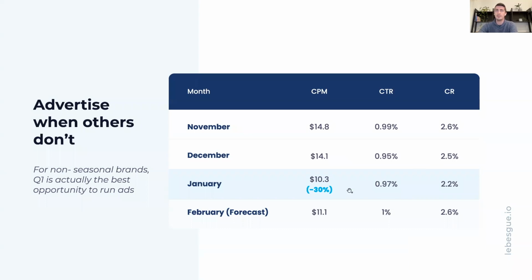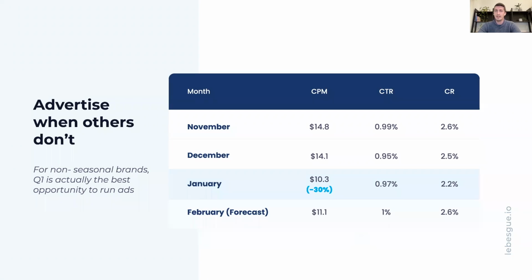But what we've noticed this January, and this really happened on January 1st, is that the CPM went down by some 30%. Compared to December, the CPM was 30% lower, and the click-through rates remained stable while the conversion rate dropped by some 10%. But this can all be offset by a much lower CPM. And what we're forecasting for February is that the CPM is going to be a bit higher, but still much lower than it is in Q4.